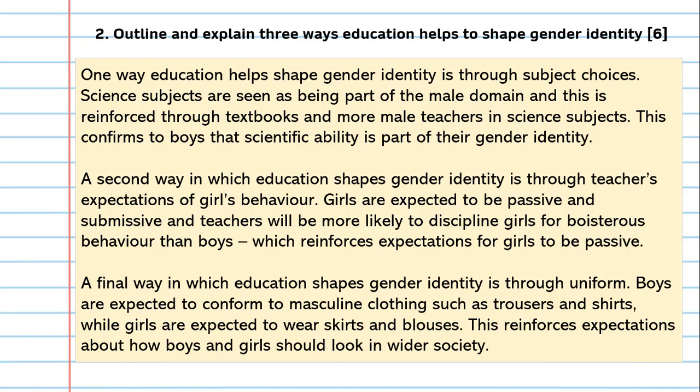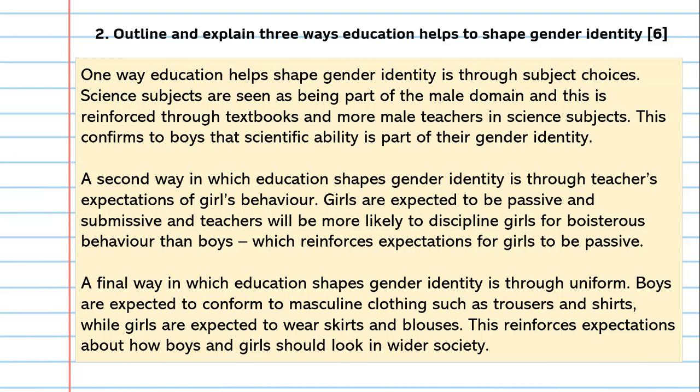Girls are expected to be passive and submissive, and teachers will be more likely to discipline girls for boisterous behaviour than boys, which reinforces expectations for girls to be passive. Okay, so I've identified a way, teachers' expectations of girls' behaviour, and then I've explained it. So that's my 2 marks there.